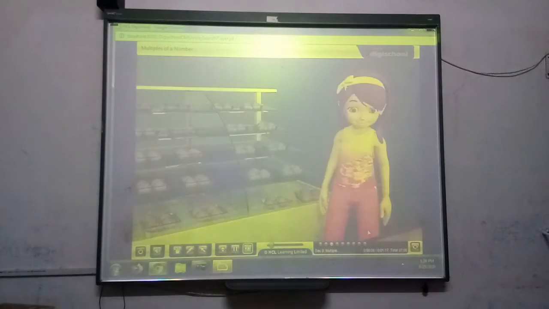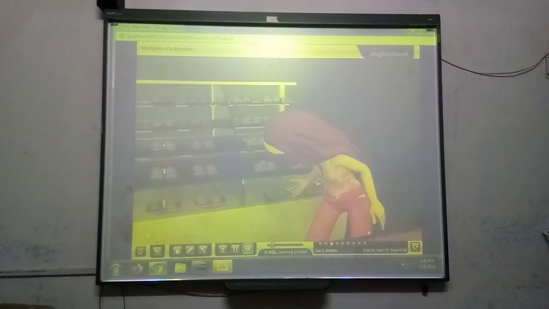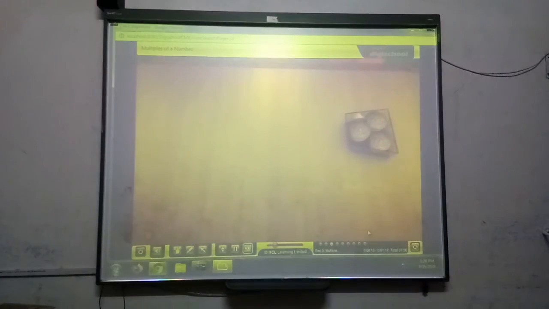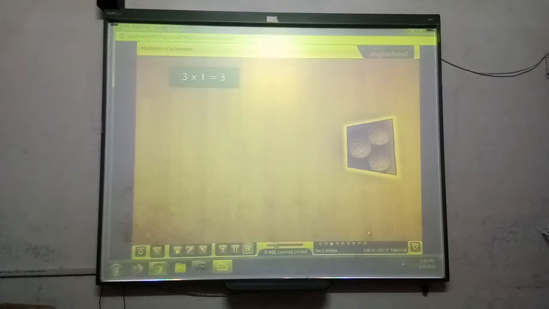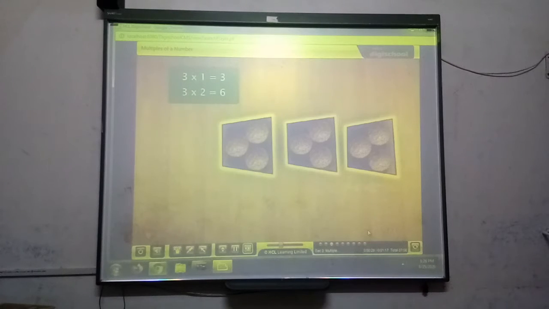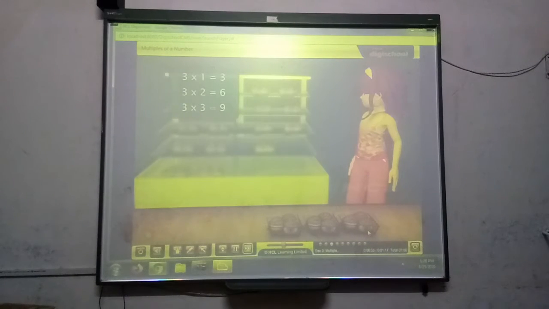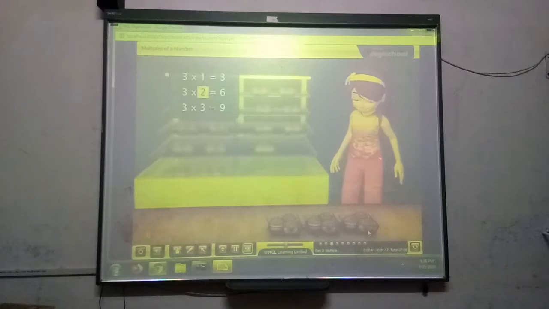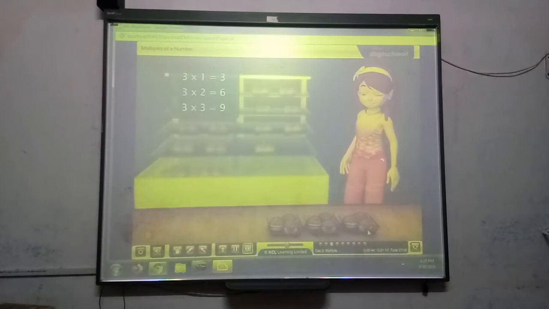Multiples means tables. Now, let's see whether seller can buy 20 cupcakes using packs of 3 cupcakes. The number of cupcakes in one pack of 3 is 3 into 1 or 3. The number of cupcakes in 2 packs of 3s is 3 into 2 or 6. The number of cupcakes in 3 packs of 3s is 3 into 3 or 9. Here we are actually finding the multiples of 3 by multiplying 3 with numbers 1, 2, 3 and so on. Can you find a number which when multiplied by 3 gives 20?